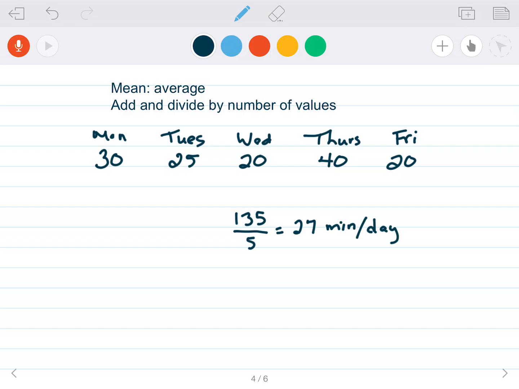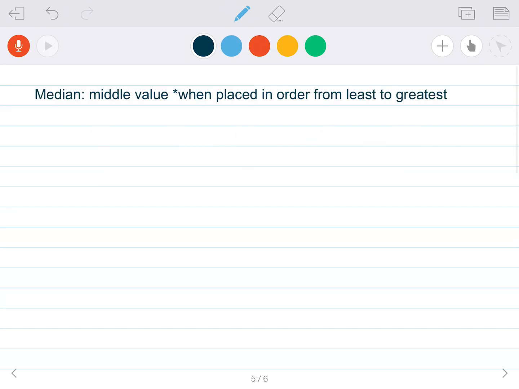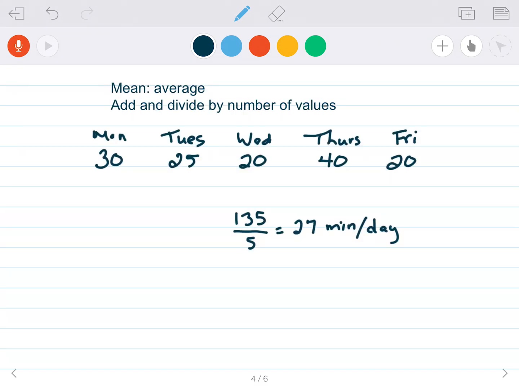So let's go on to the next measure of center, which is median. Before I do that, though, let's talk about where mean can be a little bit of a problematic situation.